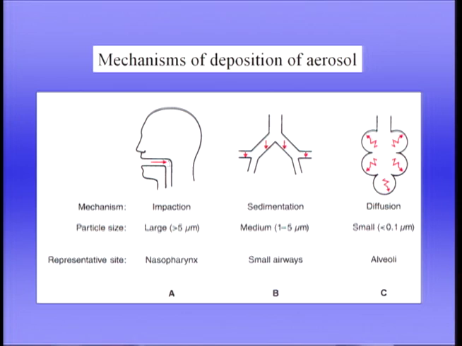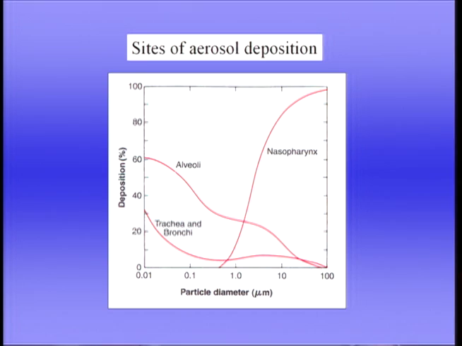And this slide shows the sites of aerosol deposition on the vertical axis here, particle diameter here on a log scale, as you can see. And notice that all the particles over about 3 microns or so, essentially all of them, the vast majority of them, are deposited in the nasopharynx. So the nasopharynx is a very effective way of removing these larger particles by the process of impaction.